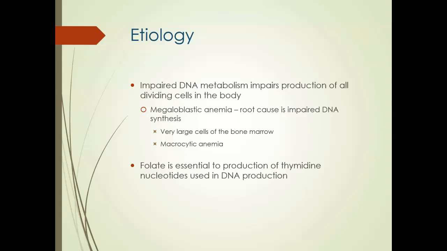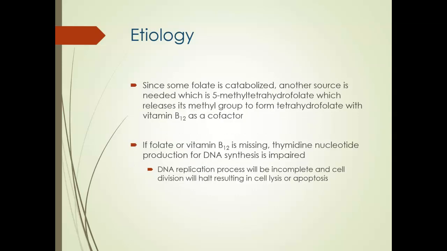Usually, folate is essential to the production of thymidine nucleotides used in DNA production. So if we have a decrease of folate and also B12, we can start to see these types of megaloblastic anemia. Since some folate is catabolized, another source is needed, which is 5-methyl tetrahydrofolate, which releases its methyl group to form tetrahydrofolate with vitamin B12 as a cofactor.